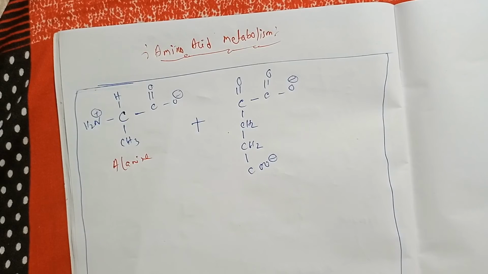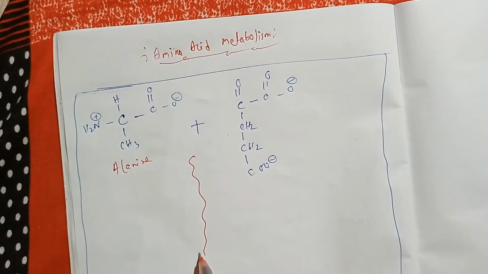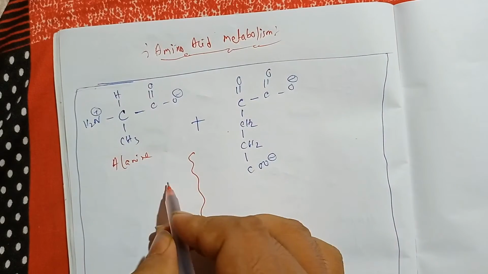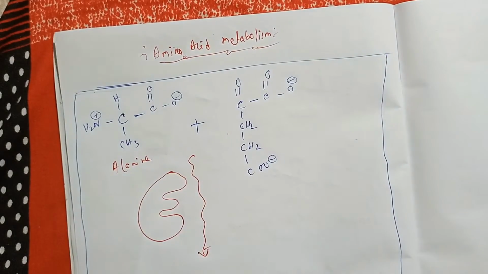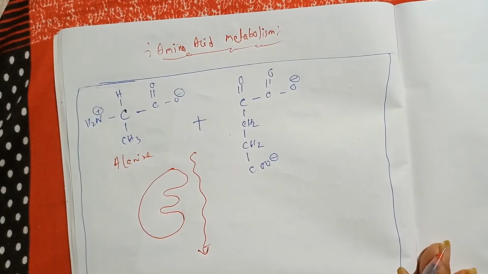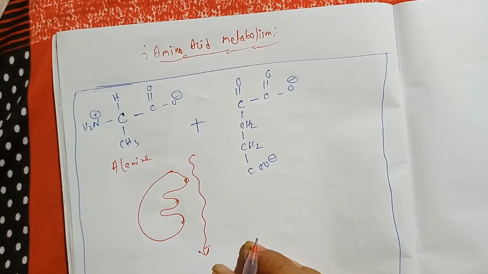Now there is an enzyme that will work on them. What's the name of the enzyme? You have to know the name of the enzymes here; it's very important. Now this is an enzyme, and this enzyme has three pockets: the first pocket, the second pocket, and the third pocket.